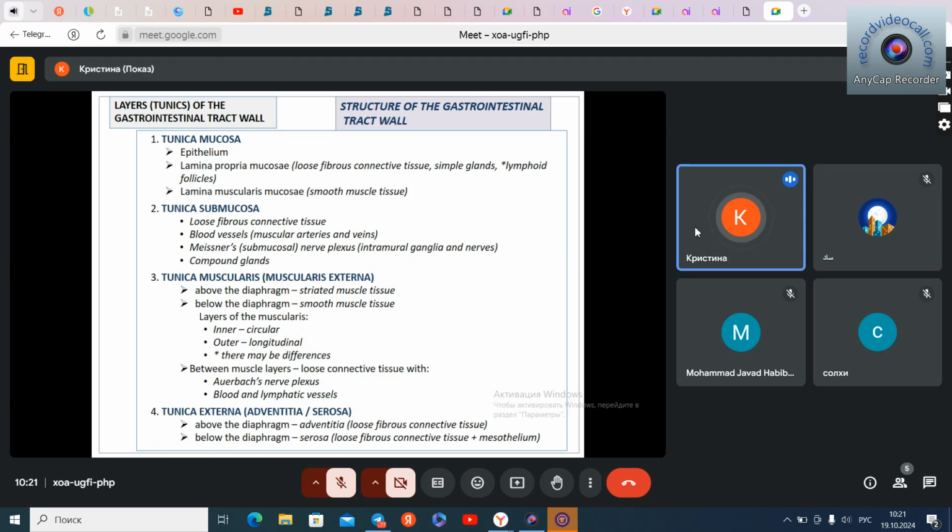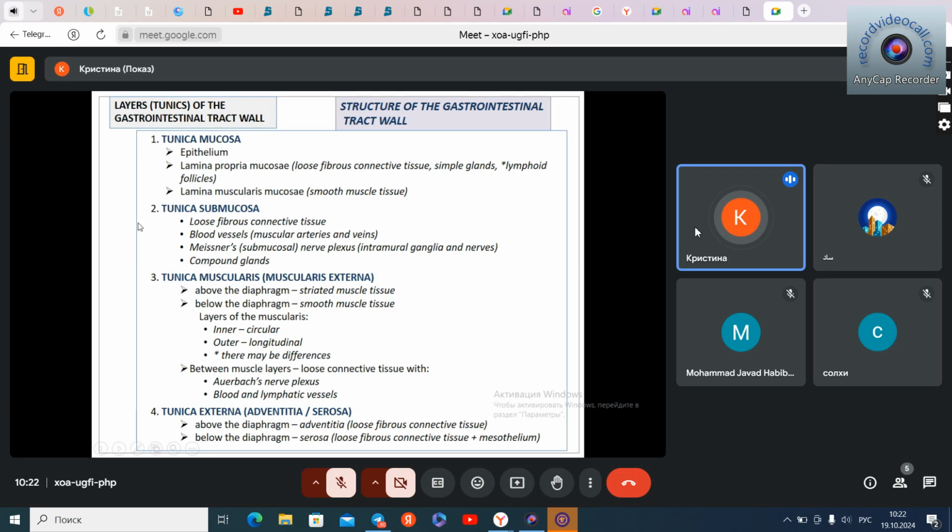Now, the gastrointestinal tract wall has 4 layers. We always start from the inside. The innermost layer is the tunica mucosa. It has 3 sublayers: tunica epithelialis, or just epithelium, lamina propria mucosae, which contains loose fibrous connective tissue, and in some cases simple glands. Lymphoid follicles can also be present. And lamina muscularis mucosae, which contains smooth muscle tissue.